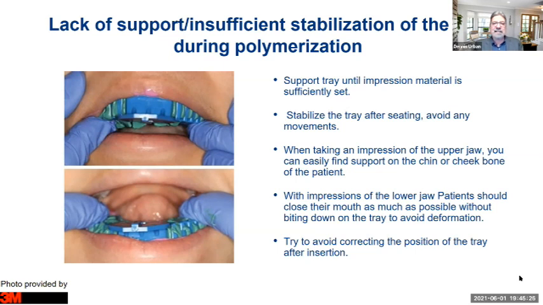And when taking an impression on the upper jaw, you can easily find support on the chin or cheekbone of the patient. And with the impressions on the lower jaw, patients should close their mouth as much as possible without biting down onto the tray to avoid deformation. And try to avoid correcting the position of the tray after insertion. This is what I mentioned earlier. Once you start moving around a tray, you're going to run into problems, and you're going to have some inaccuracies or deformation.